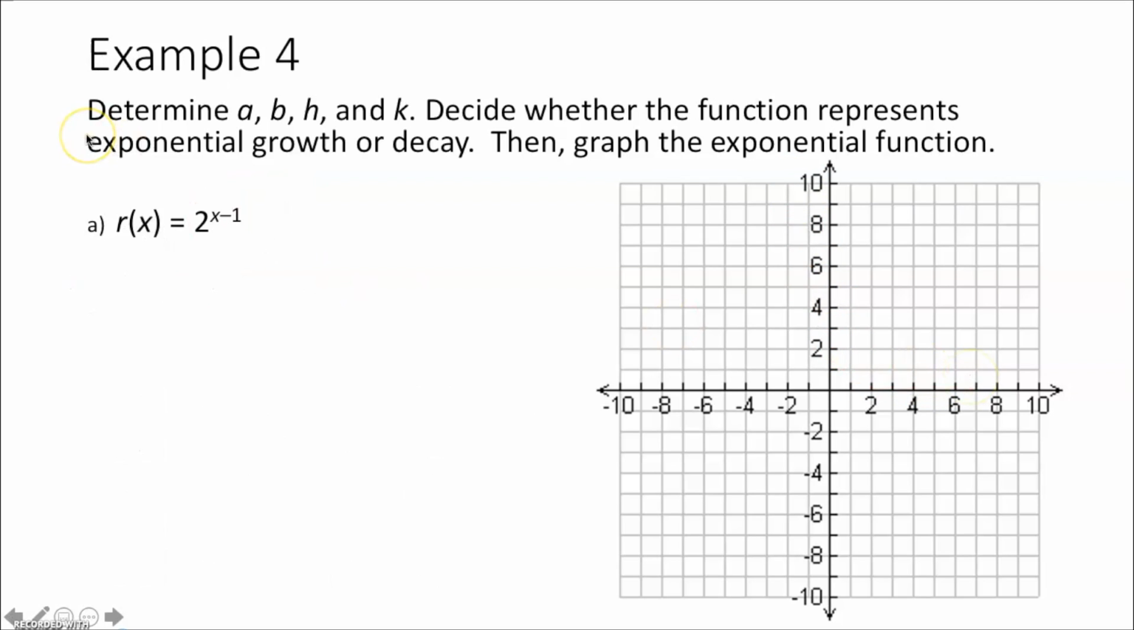Now example 4, we're doing the same thing. Let's figure out our A, B, H, and K. What's the number multiplied out front? There isn't one, so it would be 1. What's our B value? That's the number being raised to our variable exponents. That would be 2 in this case.